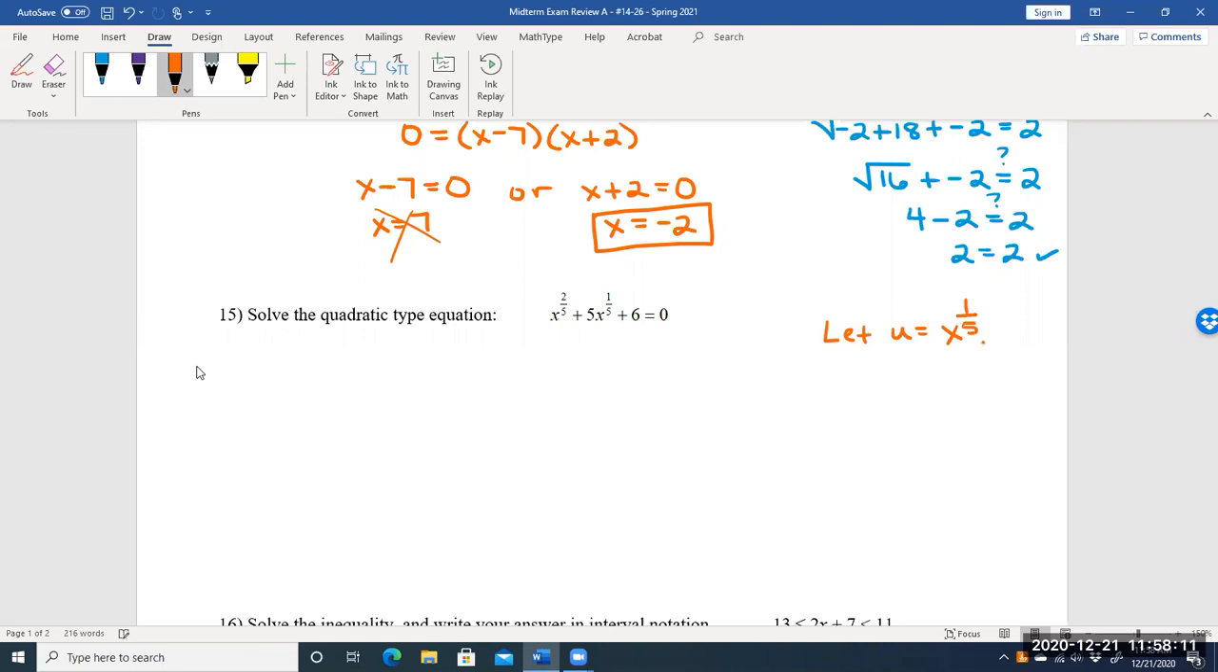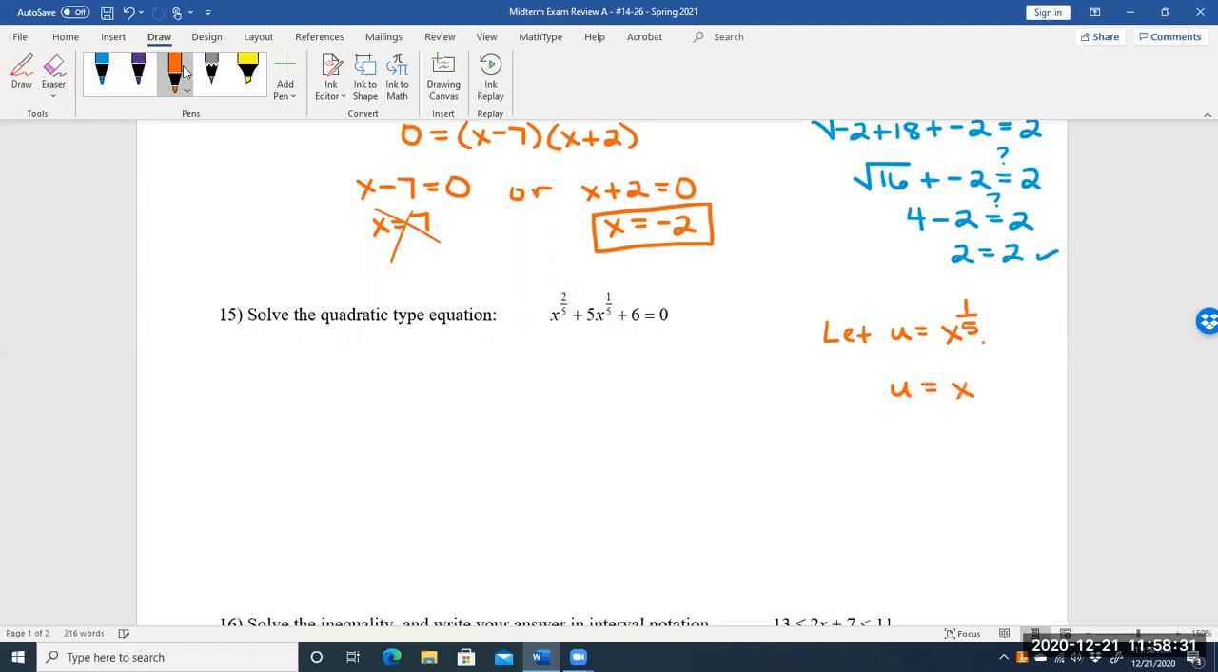Do not let u be this. That's not going to make it quadratic type. We want that to be a u squared. And so let's see how that works. So if we let u be x to the 1/5, then let's square both sides.